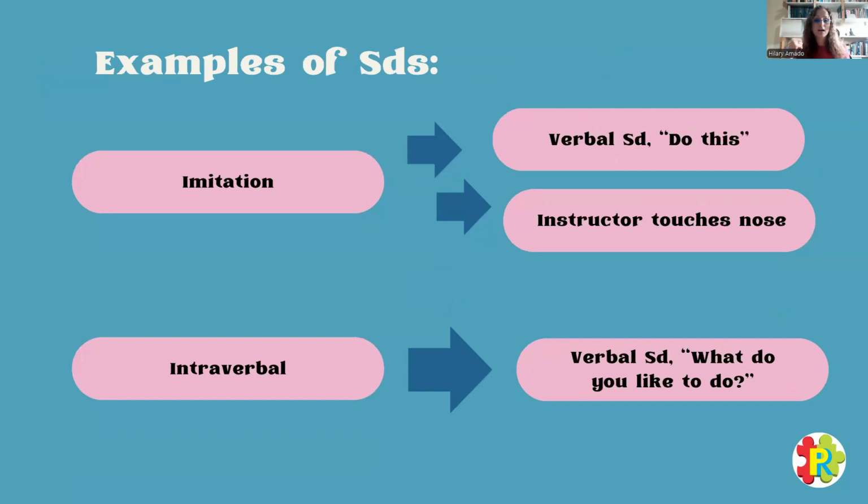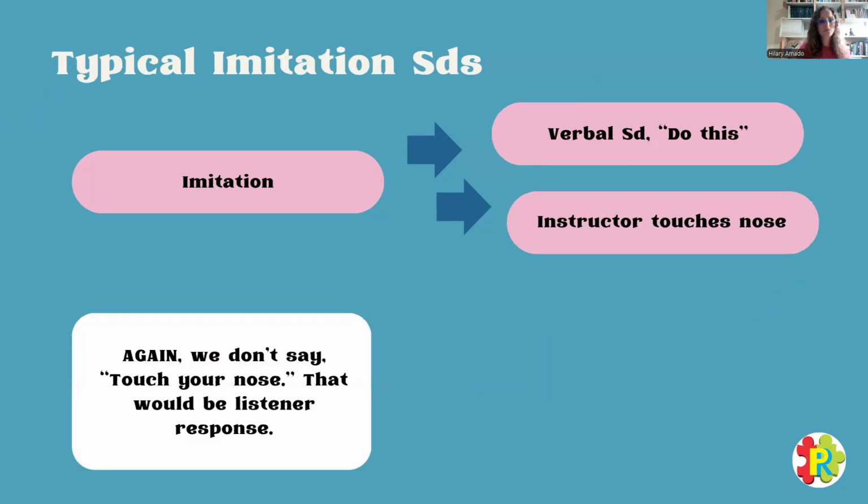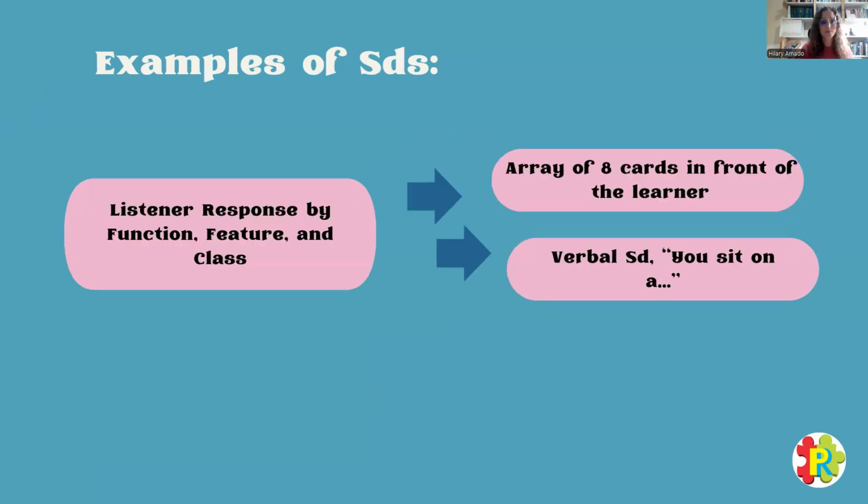With imitation, you might have a verbal SD of do this, and the instructor would give a motor action such as touching nose for the child to imitate. With intraverbal, we'd give the verbal SD, what do you like to do, for example. With imitation, again, we didn't say touch your nose. We just gave a general do this. Saying touch your nose would be a learner response trial.